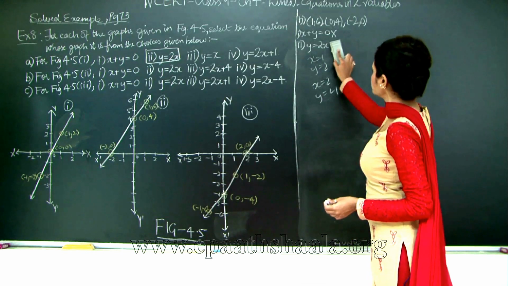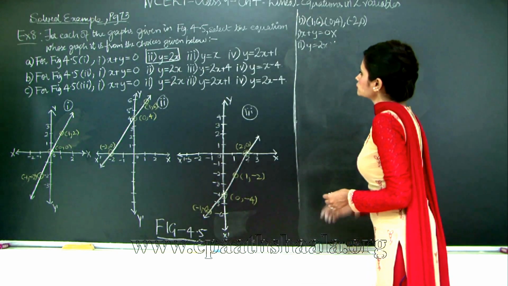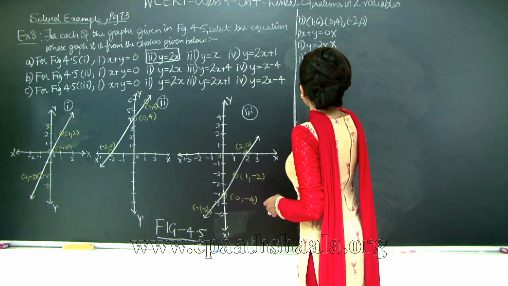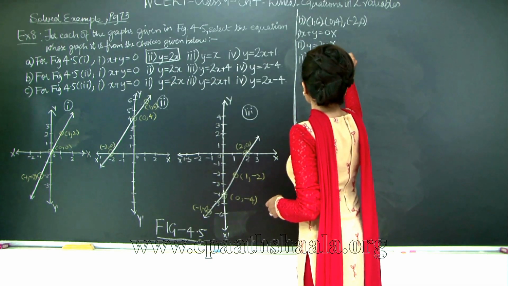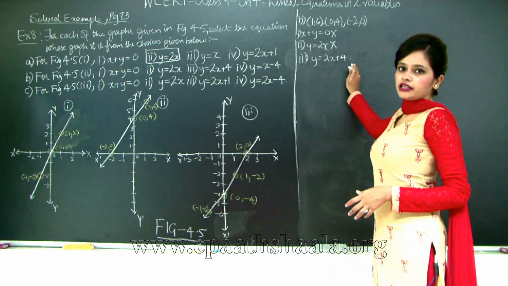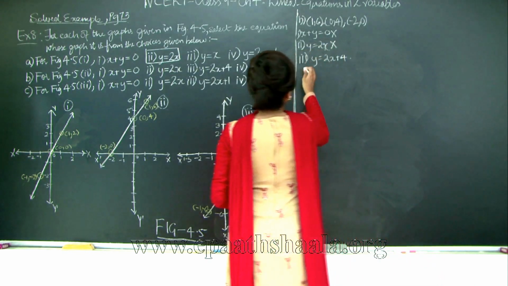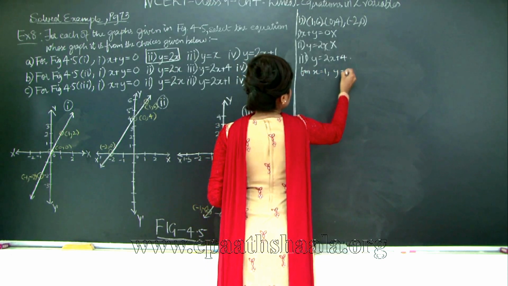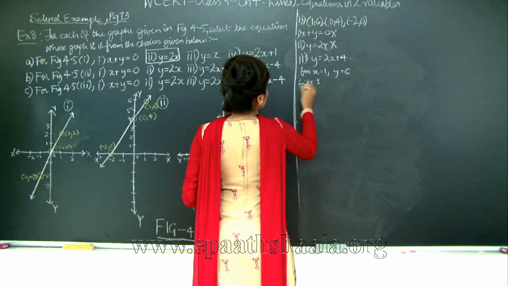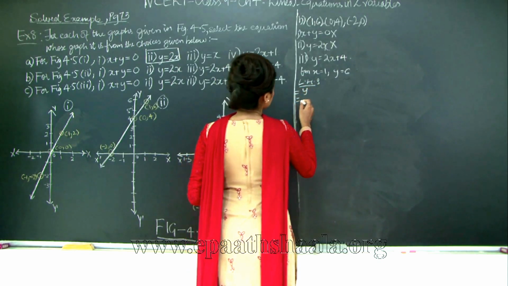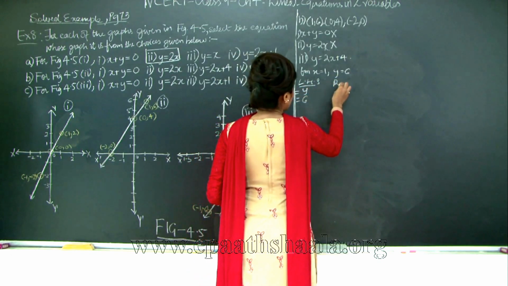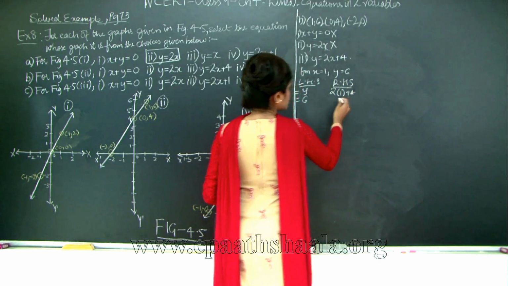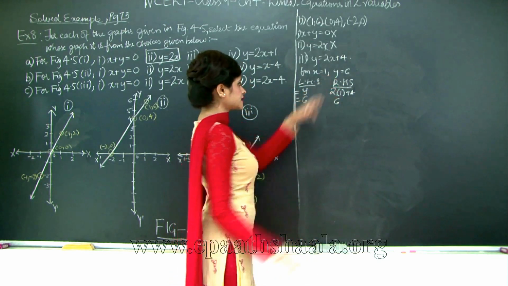Let's check for the third one. So my third one is y is equal to 2x plus 4. Right. So now this one looks tricky, so we are going to go ahead and solve this. For x is equal to 1 and y is equal to 6, what is my LHS? LHS is y, which is equal to 6, and let's check my RHS. RHS is 2 into 1 plus 4, which is 2 plus 4, which is 6. So you notice that the left hand side is equal to the right hand side.